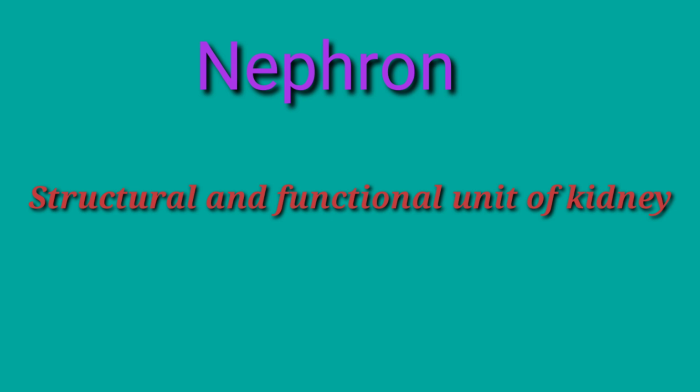First, why is it referred to as a structural unit of the kidney? Because the kidney is made up of millions of long, fine, coiled tubes called nephrons. That means it gives a structure to the kidney. Functional, because the main function of the kidney is to remove metabolic waste, and that is performed by the nephron. That's why the nephron is referred to as both the structural as well as the functional unit of the kidney.